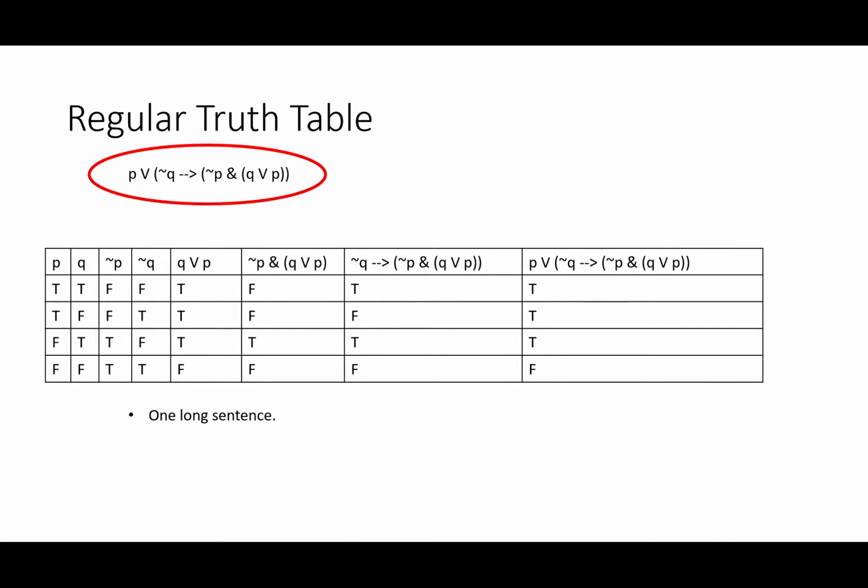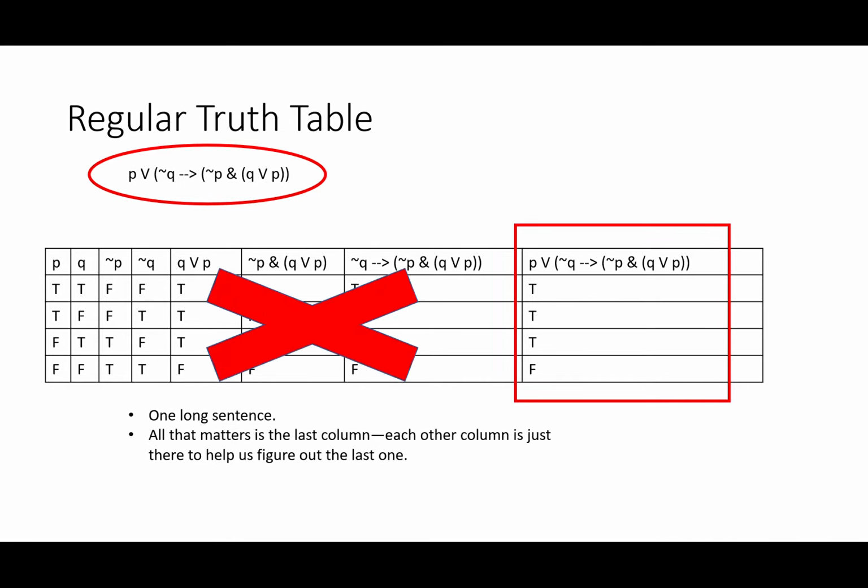We've evaluated just one long sentence. All that really matters is the last column. Each other column there is just there to help us figure it out. In a joint truth table, however, multiple columns will be relevant. So let's look at one of those now.